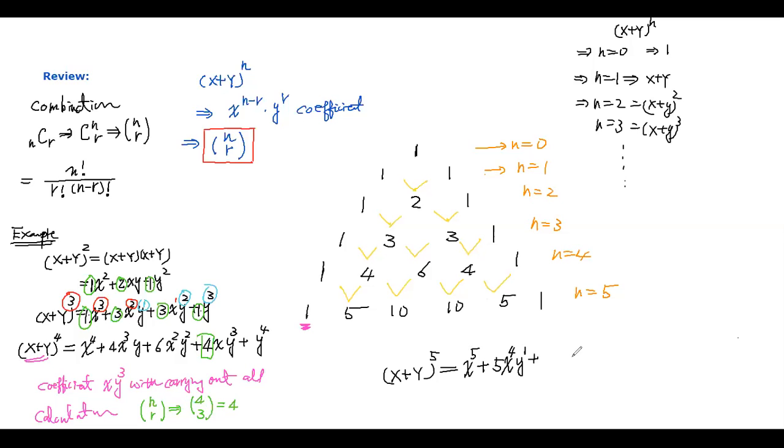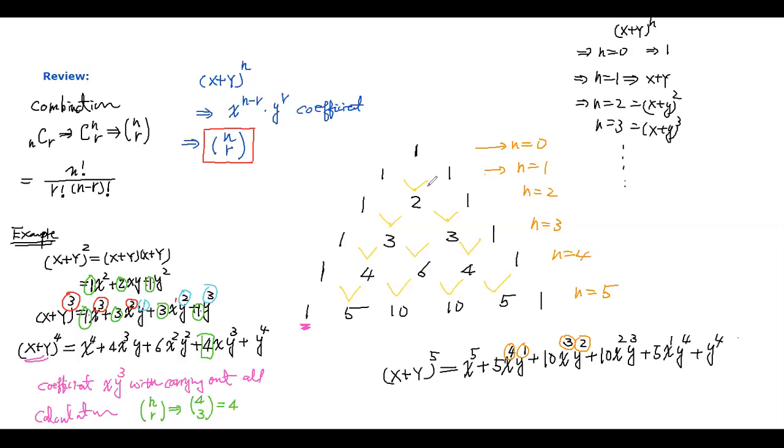Then the next one here is 10. So the x just continues to drop, x cubed, and at the same time the y is going to increase, so it's y squared. Again, the two exponents always have to add up to 5. Now you continue. So it's 10 x squared y cubed, and then 5 x to the 1 y to the 4th, then finally x to the 0 and y to the 5th. So that's how we do the expansion.